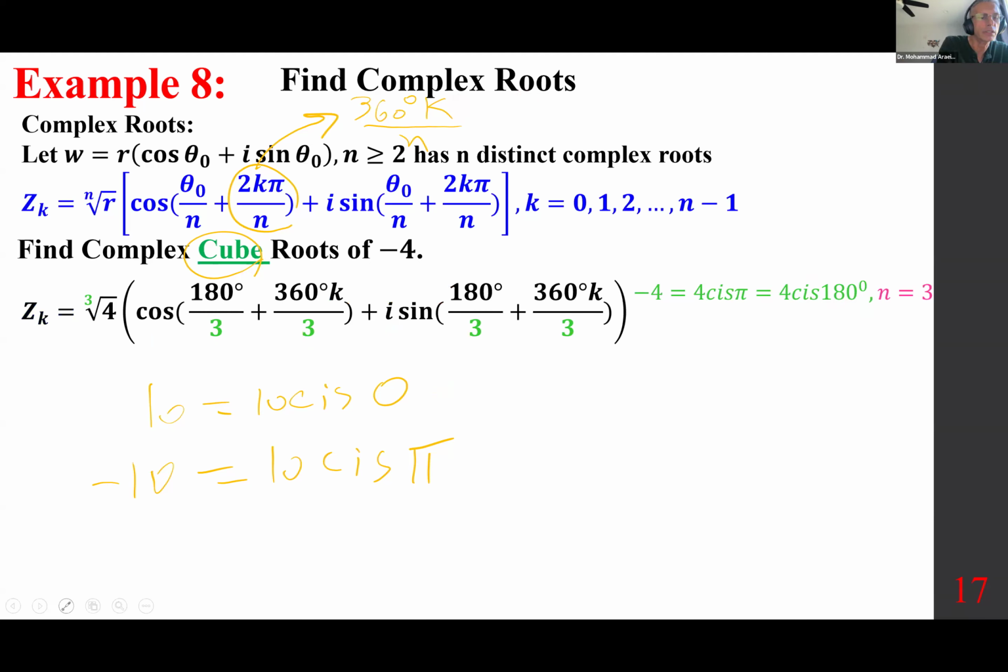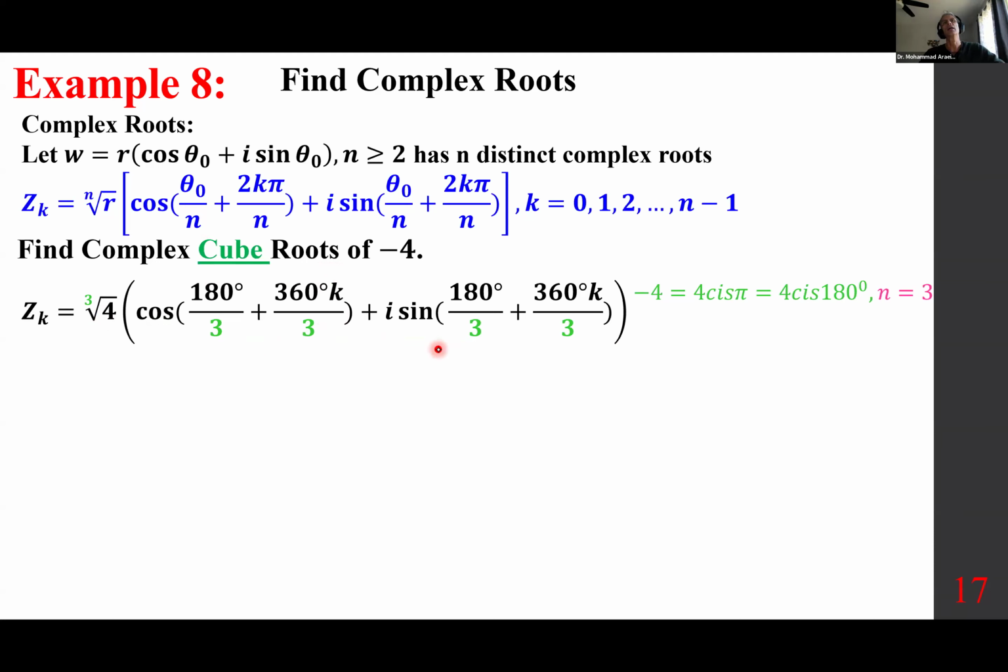Let me erase my work. So one more time. Since we want the cube root, we're going to write cube root of 4 cosine of 180 over 3 plus 360 degrees k divided by 3, plus i sine of that. You can write cis or just cosine of this plus i sine of that. Either way is fine. So it's pretty straightforward. All you have to do now is do the math.